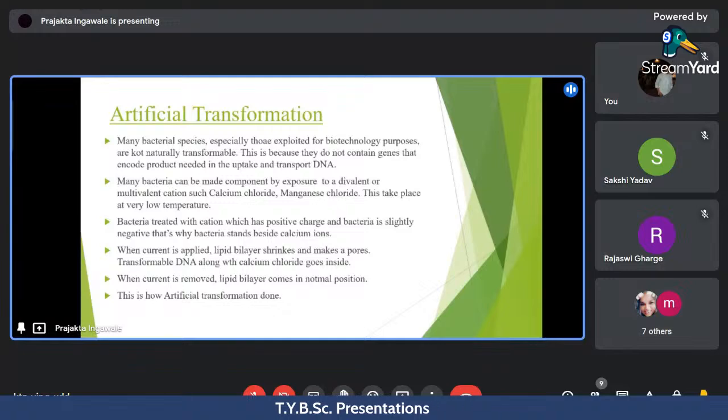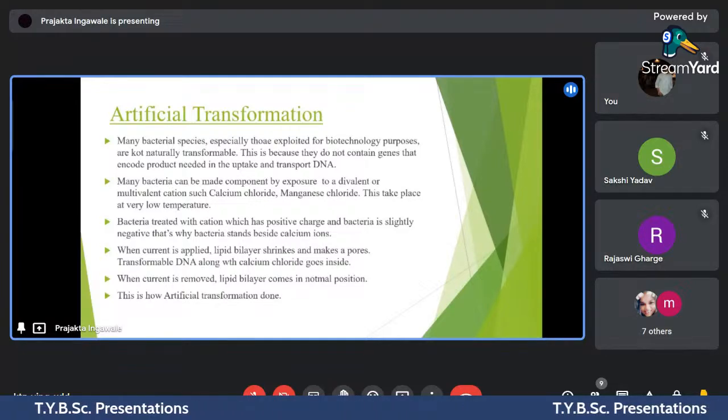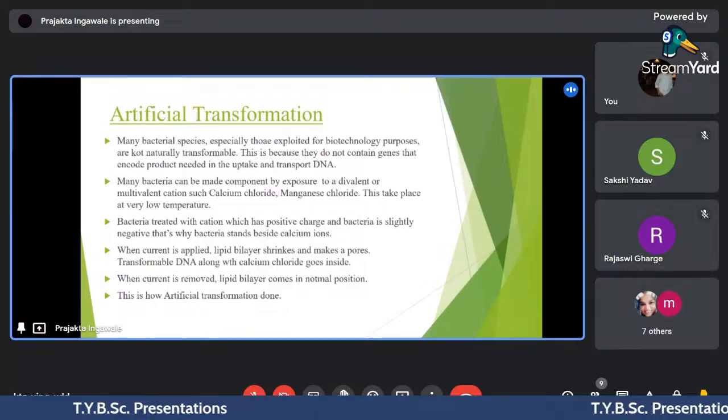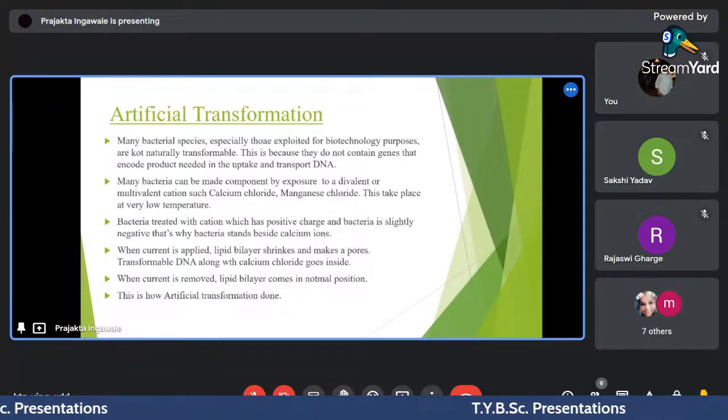This takes place at very low temperature. Bacteria are treated with cations, which have a positive charge, and the bacteria are slightly negative. That's why the DNA stands beside the calcium ions. When the current is removed, the lipid barrier comes back to its normal position. This is how artificial transformation is done.